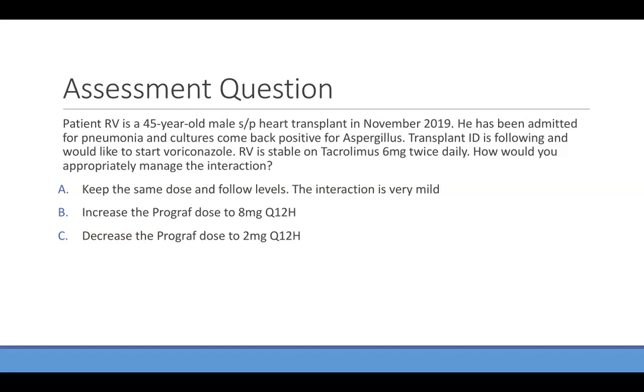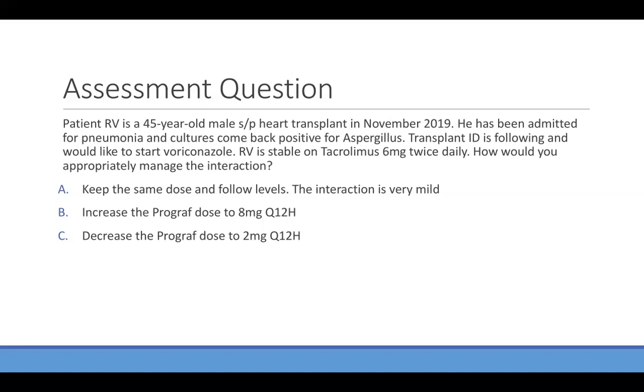Would you keep the dose the same and follow levels? The interaction is mild. Would you increase the dose to 8 milligrams Q12, or would you decrease the dose to 2 milligrams Q12? Decrease the programmed dose to 2 milligrams.